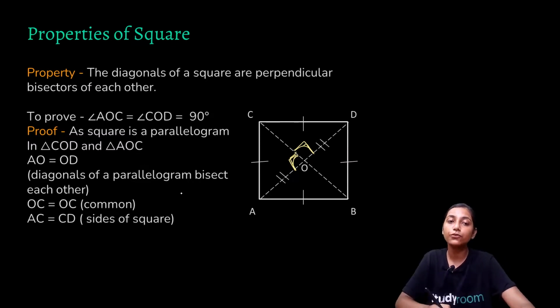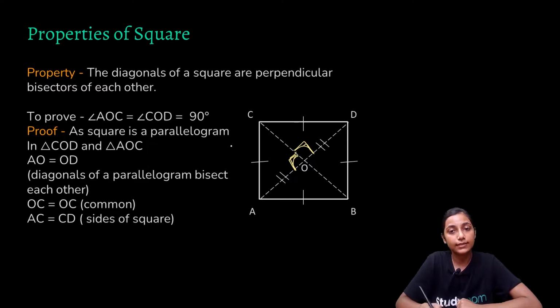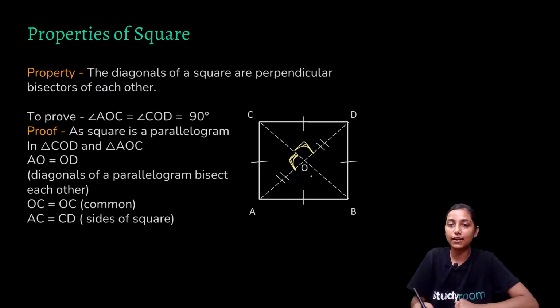What is our proof? Here the proof given to us is that as a square is a parallelogram, we know that a square is actually a type of parallelogram. In this triangle COD and in this triangle AOC, we will have AO equal to OD. Because it is a parallelogram, the diagonals are going to bisect each other, therefore AO is equal to OD. Diagonals of a parallelogram bisect each other.